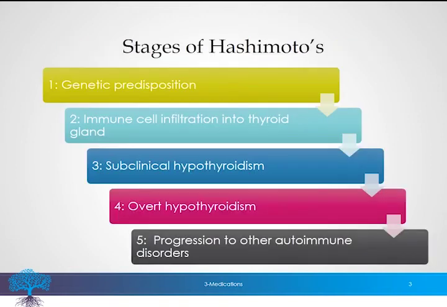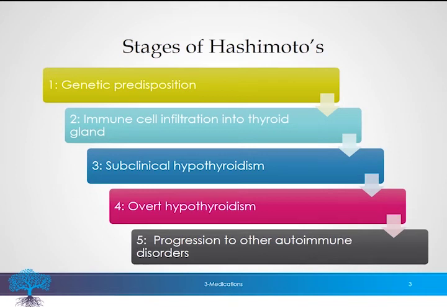A little bit more about the stages of Hashimoto's and at which stages thyroid hormones are going to be especially important. The very first stage of Hashimoto's is just the genetic predisposition to get the condition. For all intents and purposes, a person does not have an attack on the thyroid gland at this point.